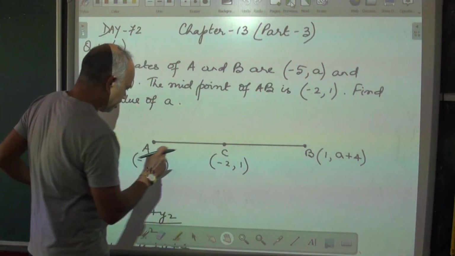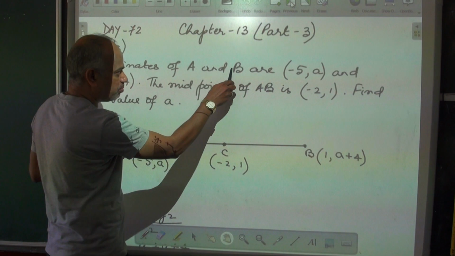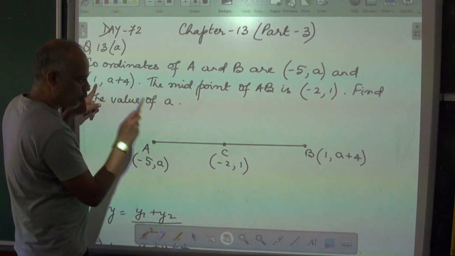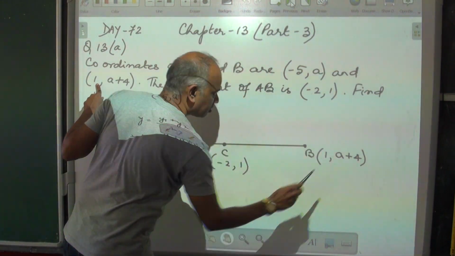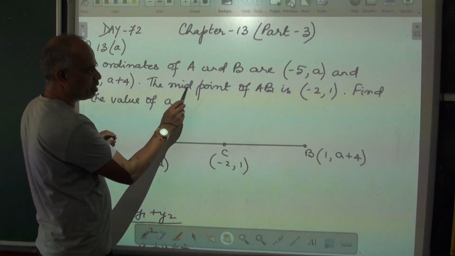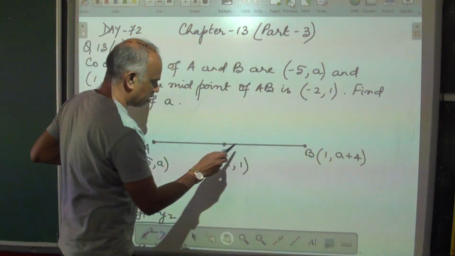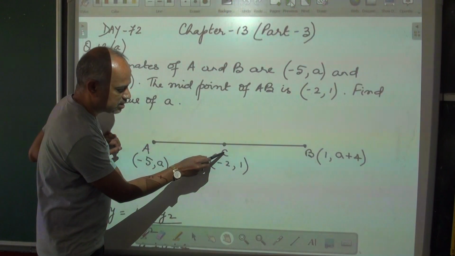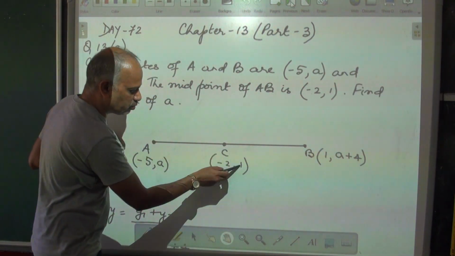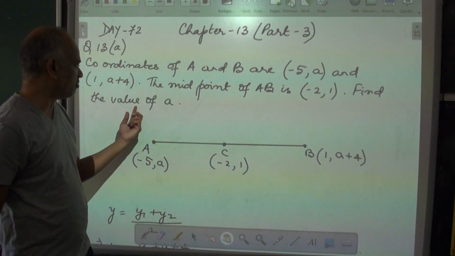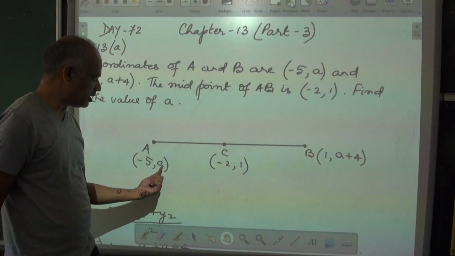A's coordinates are (-5, a) and B's coordinates are (1, a + 4). It says the midpoint of AB is (-2, 1). Midpoint here I named as C. The midpoint is (-2, 1), and you have to find the value of a. a is here, a is also here.